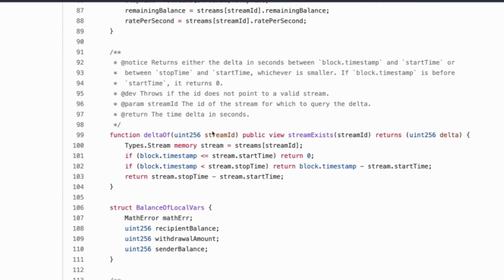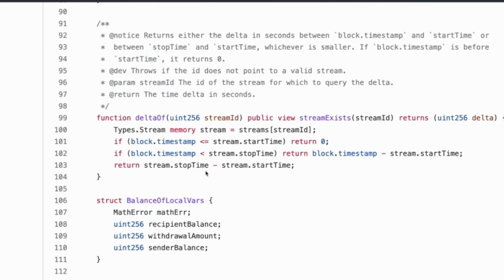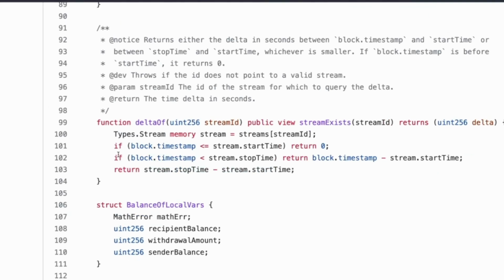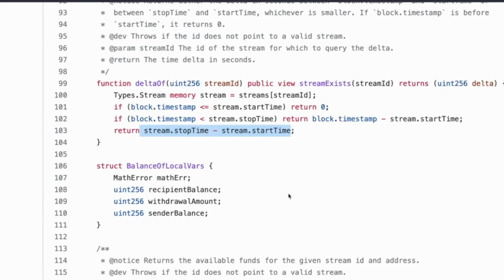Cool. So we put in a uint stream ID, and it has this modifier and it returns the delta, which is just stop time minus start time. If block.timestamp is basically before the start time, it returns 0, and if it's before the end time, then it returns that. Otherwise, if this is the smallest, it returns that. Yeah. They have a structure. Interesting. Okay, that's different. Interesting place for a struct.